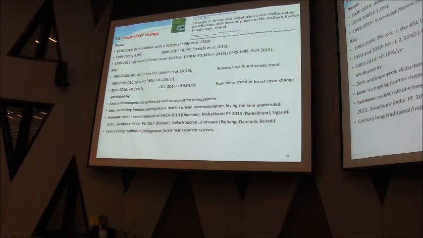Forest cover change: both in Nepal and in our study area, we have found erratic forest cover change. This non-linear change may be because of anthropogenic and preservation management. Loss was due to human migration, market-driven overexploitation, and land left unattended. And the increment was because of the large number of conservation areas established in the area, as well as the century-long practice of our indigenous forest management systems.